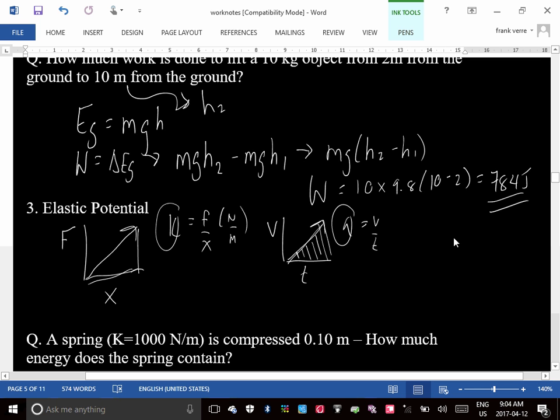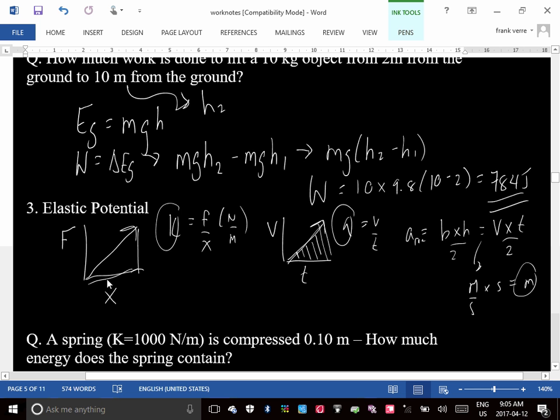Very good. Now, why? Well, if you think about what's going on here, the area of that would be what? Base times height over 2, right? And that would be what? Velocity times time over 2, which is basically average velocity times time. Velocity is meters per second times time in seconds. That gives you meters, which is displacement, right?